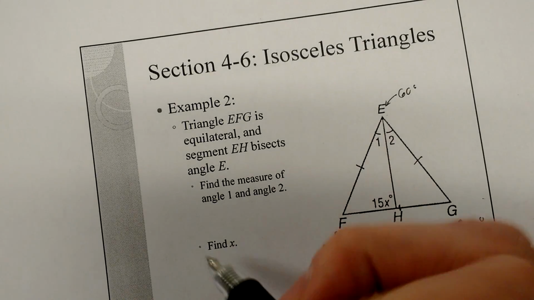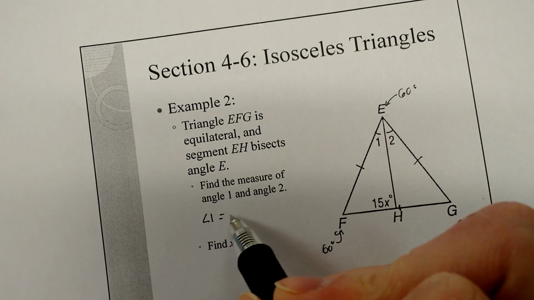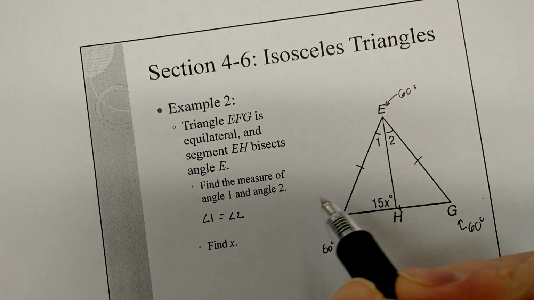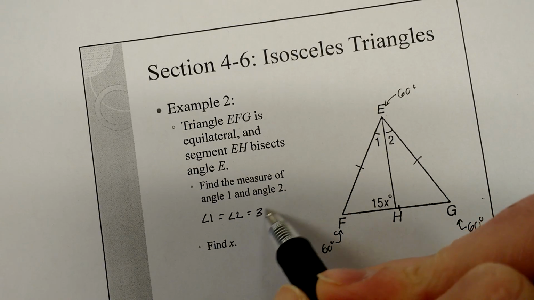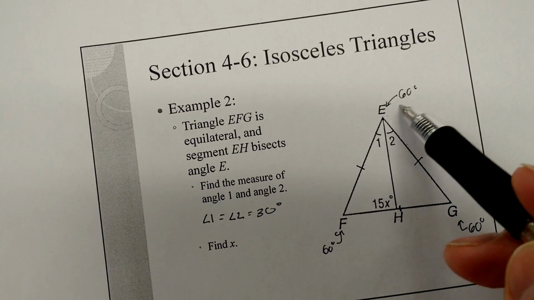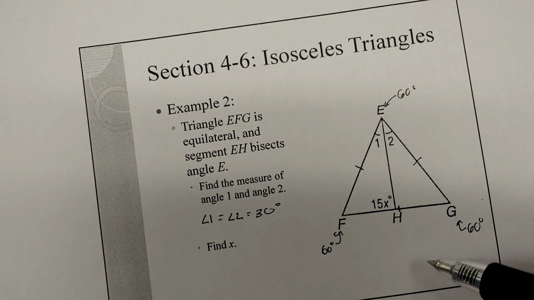So angle 1 is going to equal angle 2, and they're both going to equal 30. These are each half of the 60 degree angle, because bisect means cut in half.